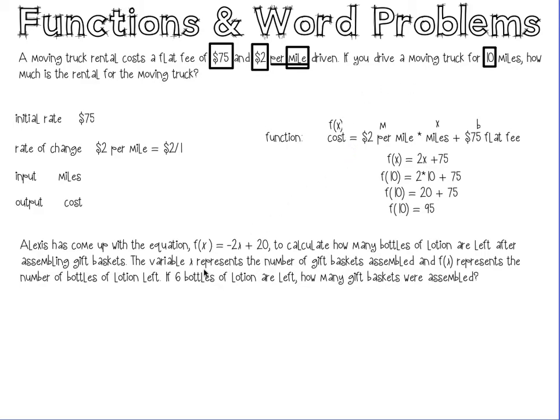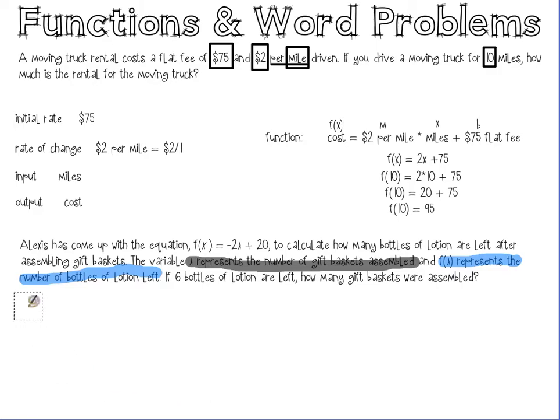Okay, so now we're given the function, and it tells us that Alexis came up with the function, f of x is equal to -2 times x plus 20. And it calculates how many bottles of lotion are left after assembling the baskets. So this is where it's really important. The variable x represents the number of gift baskets assembled. We can't change that. That's what it is. So that's actually going to be our input. f of x represents the number of bottles of lotion left.